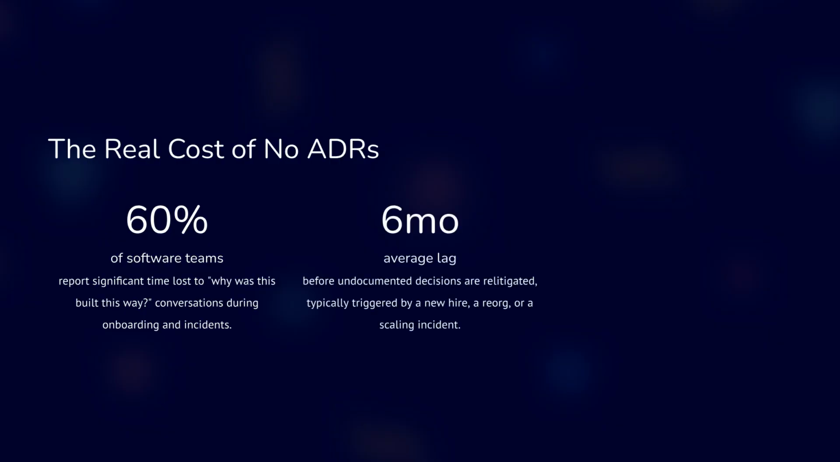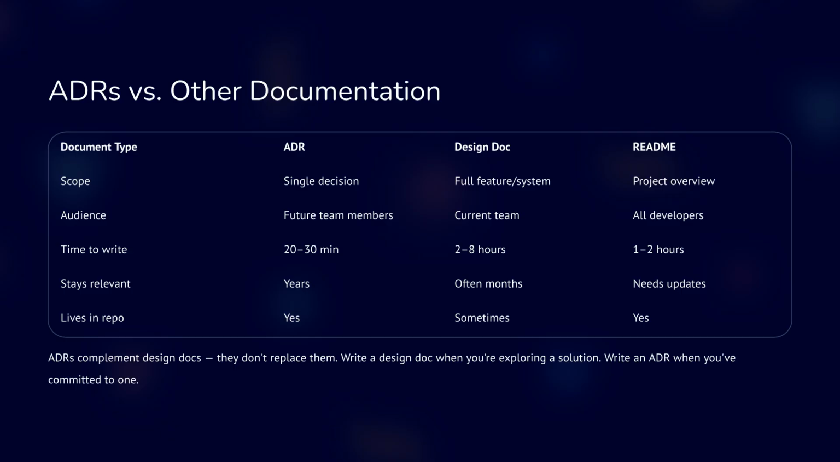The good news is the average time to write a useful ADR is only 30 minutes. ADRs focus on a single decision, have an audience of future team members, take minutes to write, stay relevant for years, and live directly in the code repository. They complement, but do not replace, larger design documents.